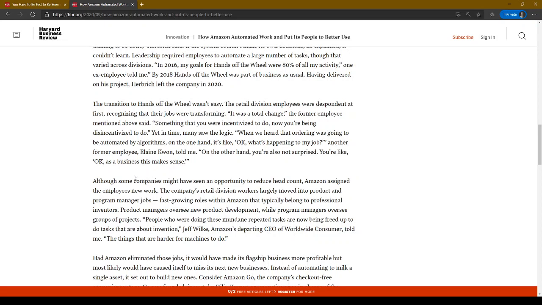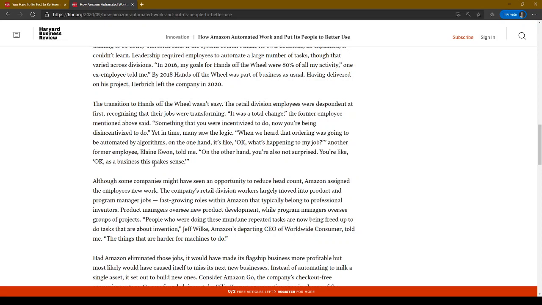The transition to Hands Off the Wheel wasn't easy. The retail division employees were despondent at first, recognizing that their jobs were transforming. It was total change, the former employee mentioned above said. Something that you were incentivized to do, now you're being disincentivized to do. Yet in time, many saw the logic.